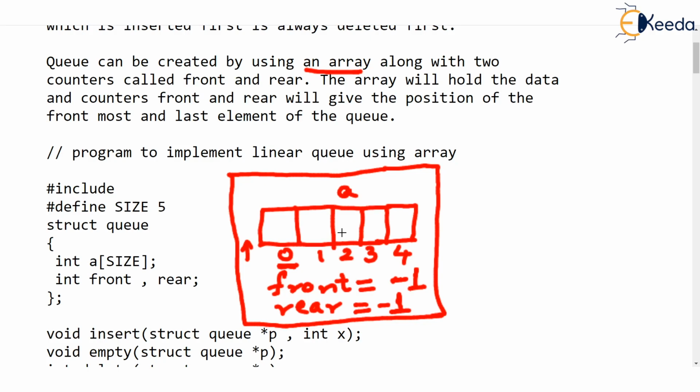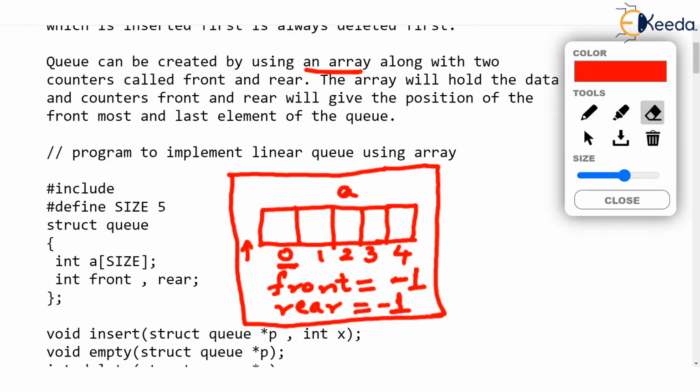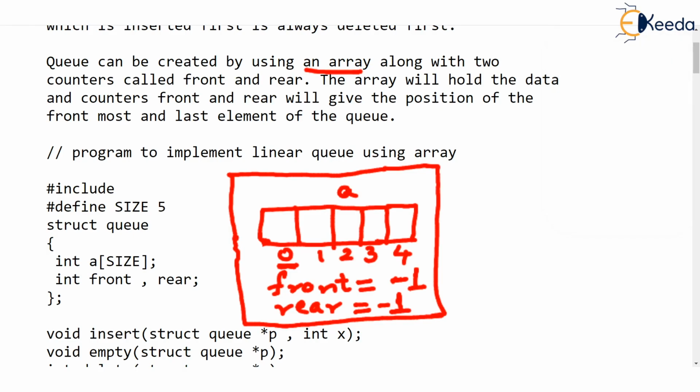So what is the empty queue condition? The queue is said to be empty if both the counters front and rear are -1. Actually, it is enough to say that front is -1. Come on, you tell me, if front is -1, what do you understand? That there is nobody standing in the front of the queue, isn't it? So if there is no one standing at the front, then the queue doesn't exist. I mean, the queue is empty.